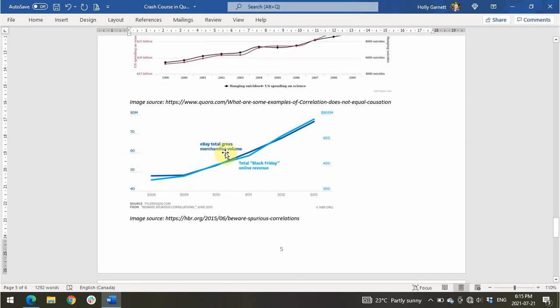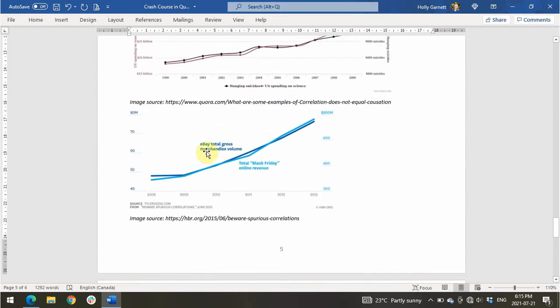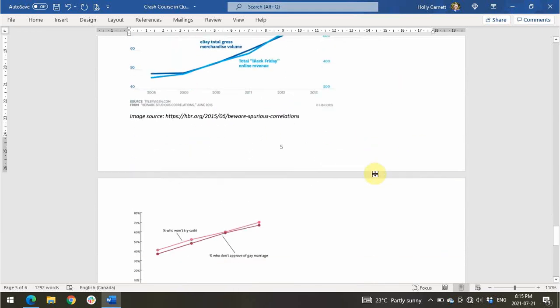Here we see eBay total gross merchandise volume and total Black Friday revenue. Well, what's going on here? Well, probably eBay is selling things on Black Friday. So first of all, that is contributing. And then also, you can just see the rise of internet commerce might be driving both of those. And so we can't necessarily say it's all just eBay making everything go up.